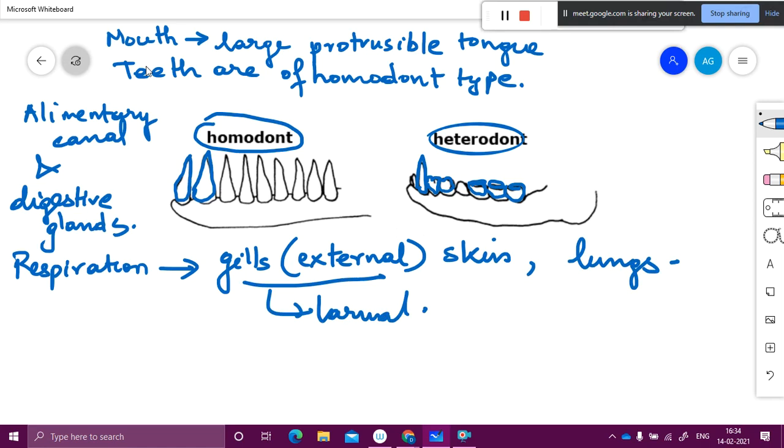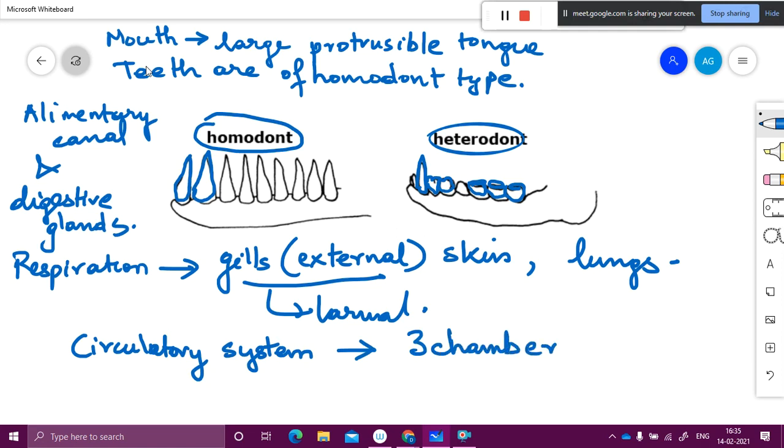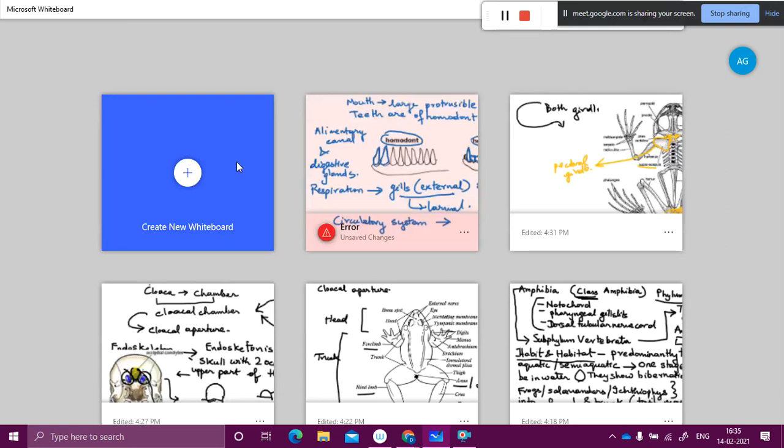Now, an important character is the circulatory system. They have got a 3-chambered heart. So let us have a look at the heart of an amphibian.